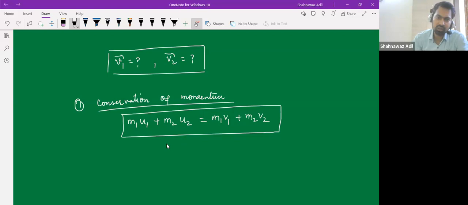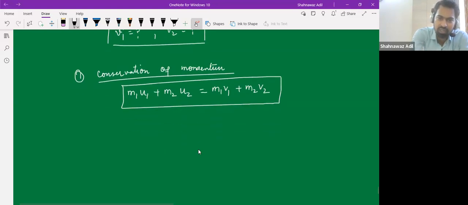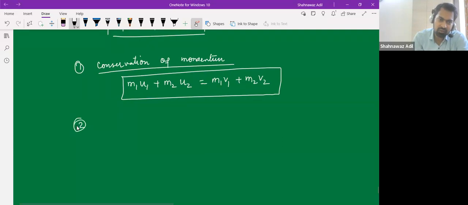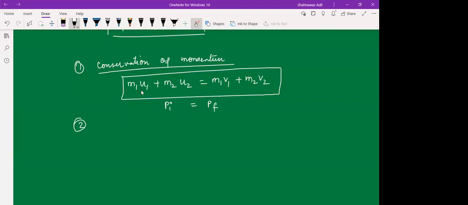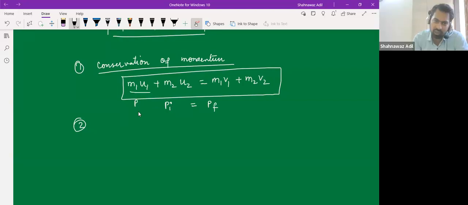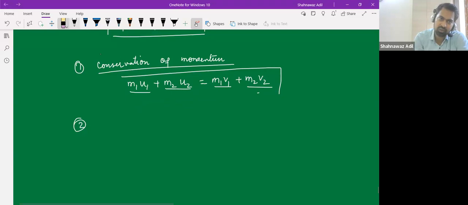Okay. So conservation of momentum, you apply this. And what is the other information in elastic collision that you know? So we use that P initial would be equal to P final. P initial is the momentum of one particle plus the momentum of the second particle. This is the final momentum of one particle and the final momentum of the second particle or object. So you use this conservation of momentum and you get this equation.